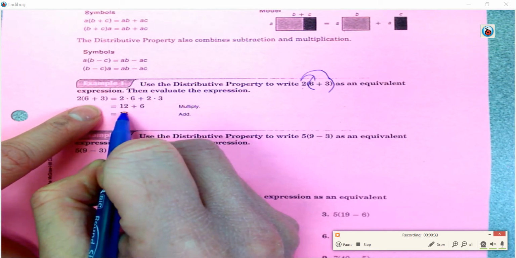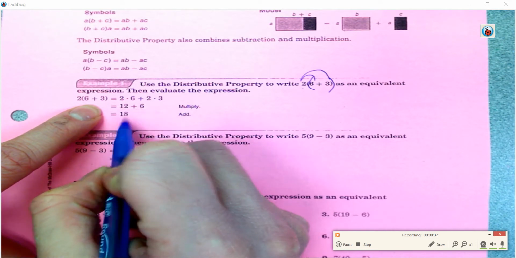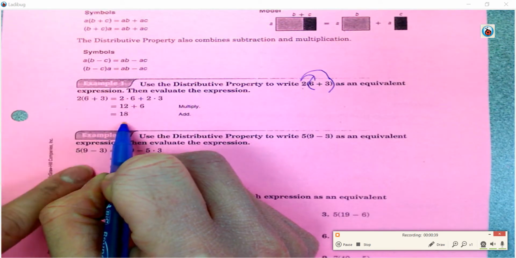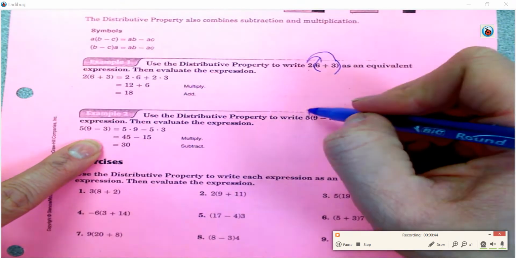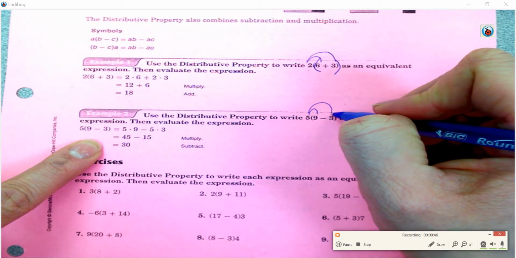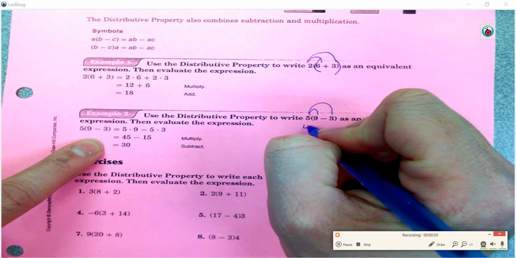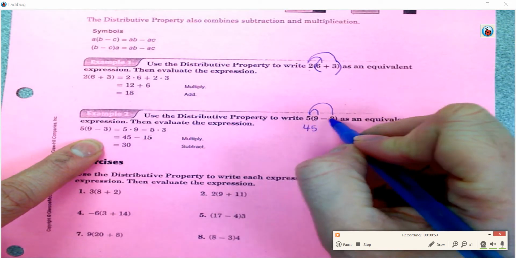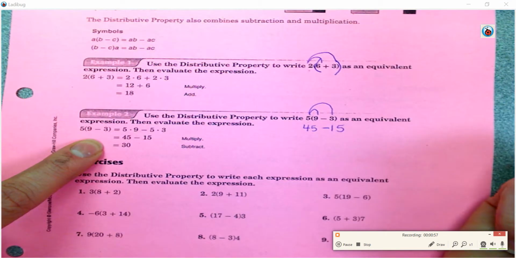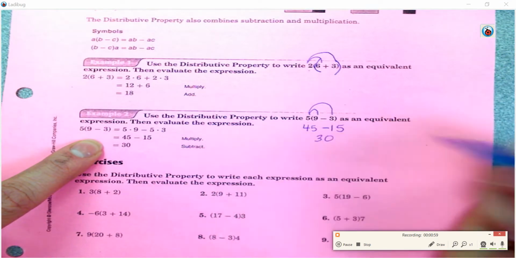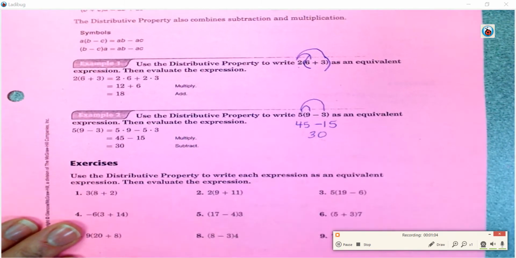Well, 2 times 6 is 12, 2 times 3 is 6, and then we add those together. 12 plus 6 is 18. We can see another problem here. We're going to multiply 5 by 9, and we're going to multiply 5 by negative 3. So 5 times 9 is just 45, and 5 times negative 3 is negative 15. And then 45 minus 15 is 30. It's really important to pay attention to the sign here and make sure we get that right.